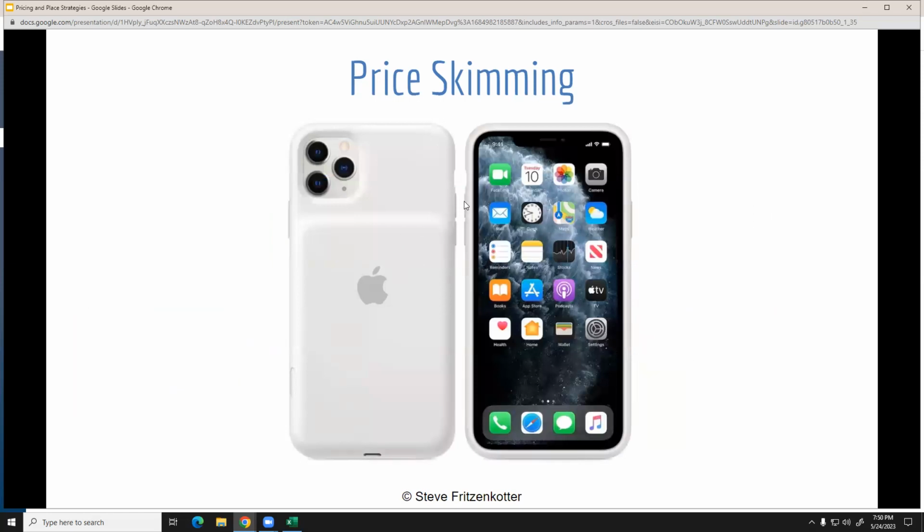And again, the iPhone is the example. This is the 14 Pro, I believe it is, with the newest camera. And so this shows you, this came in at $1,300, and now it's close to $1,000 by the time it goes through its life cycle, which is relatively short. Before a new one comes out, it's going to be below that. So that's price skimming.